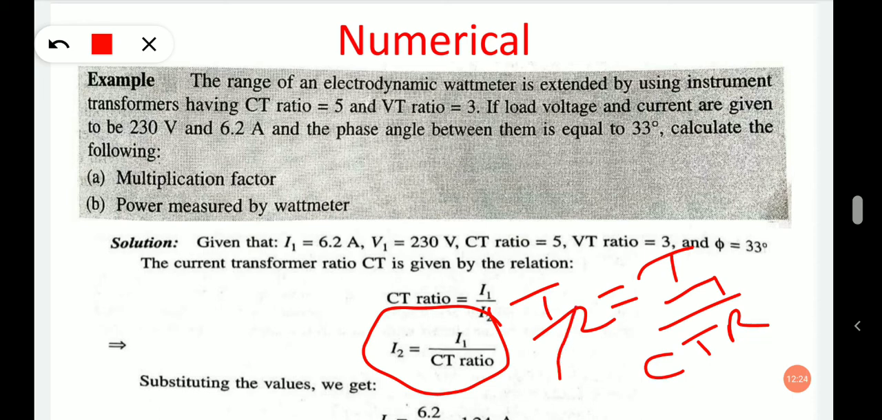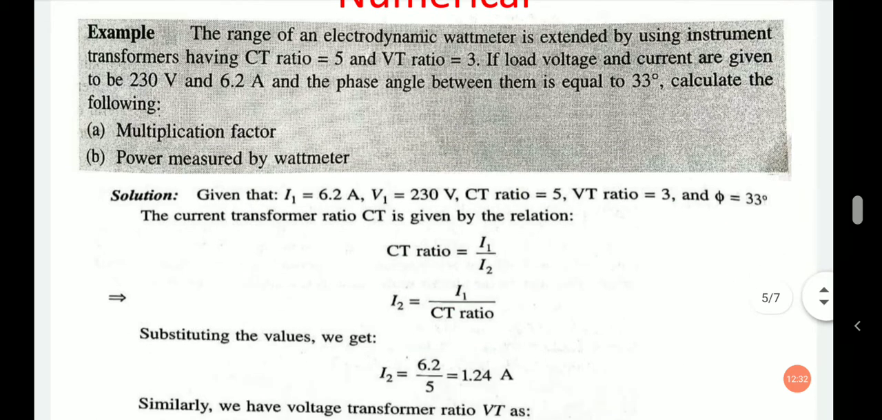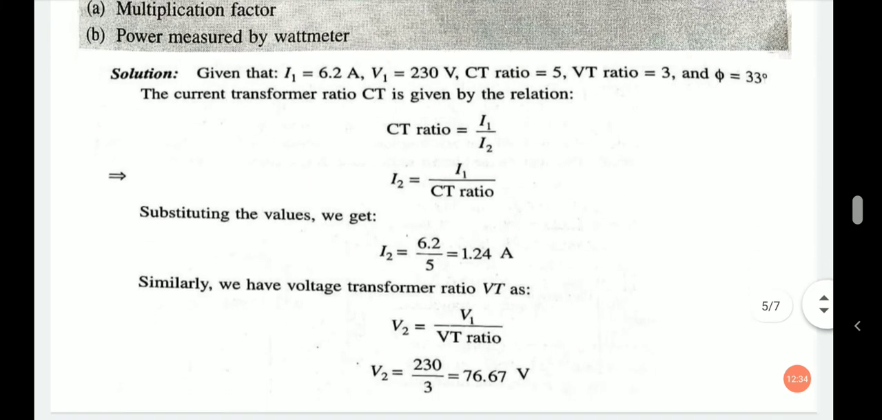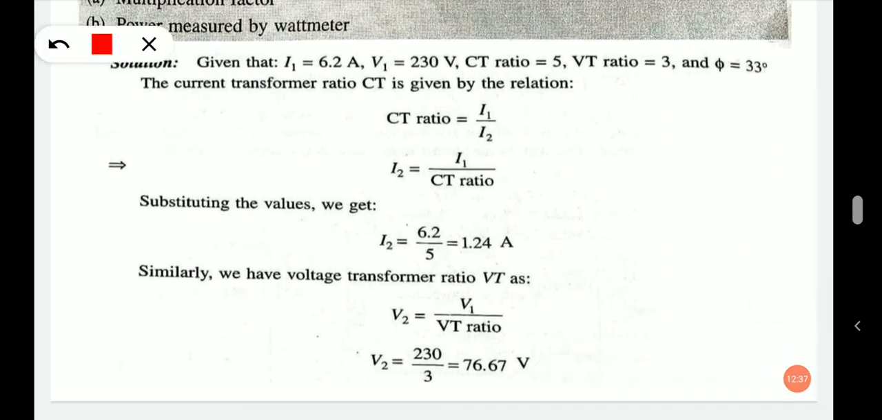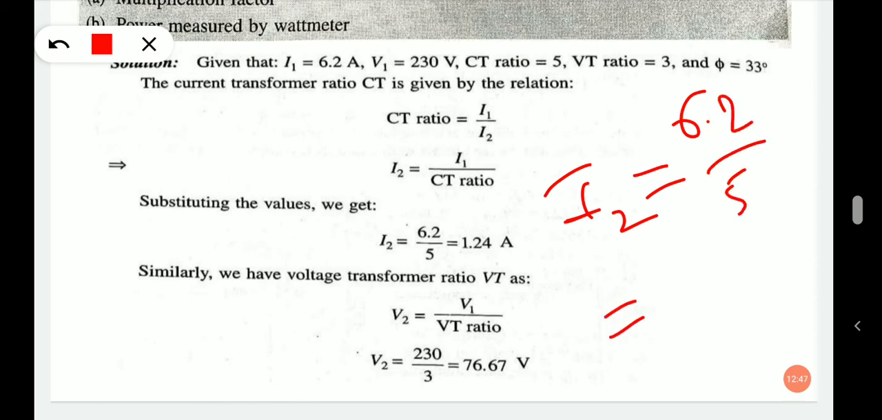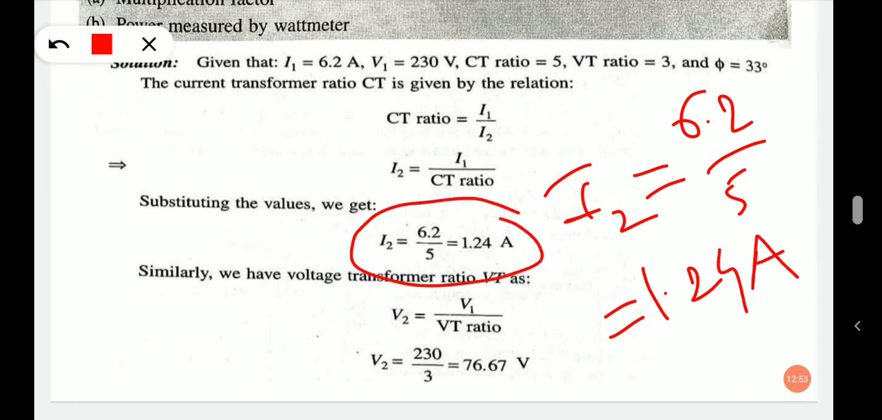If we substitute the values in this expression, that means I1 and CT ratio, these values are known. So if we substitute these values, then we will get I2 as I1 is 6.2 and CT ratio is given as 5. So if we calculate this, we will get 1.24 amperes. Okay, we are calculating current, so unit is ampere and value of I2 is 1.24 ampere.